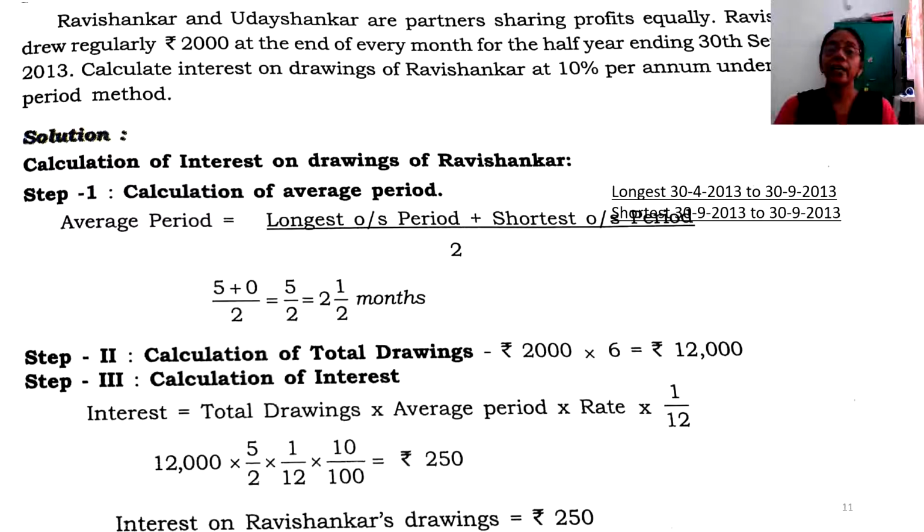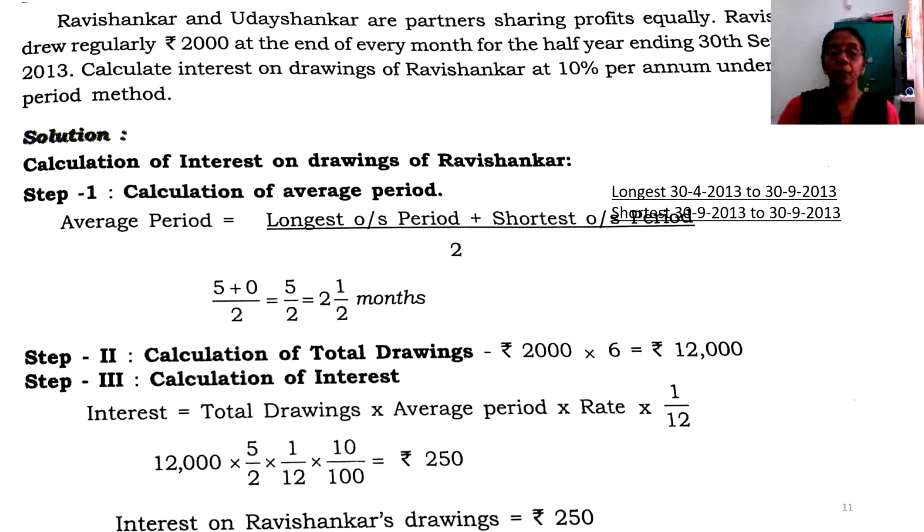Shortest period outstanding, when is the last withdrawal by him? 30th September. So 30th September till 30th September is no period, 0. The shortest period would be from 30th September 2013 till 30th September 2013, which is going to be a 0 period. Now 5 plus 0 by 2 will give you an average period of 2.5 months. Could it be expressed as 2.5 months also? I hope you understood this first step. Take time, think over it.